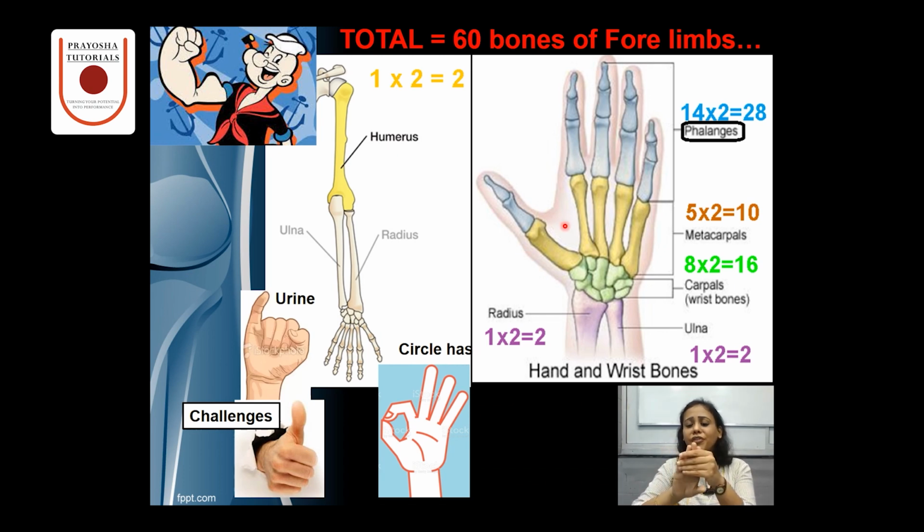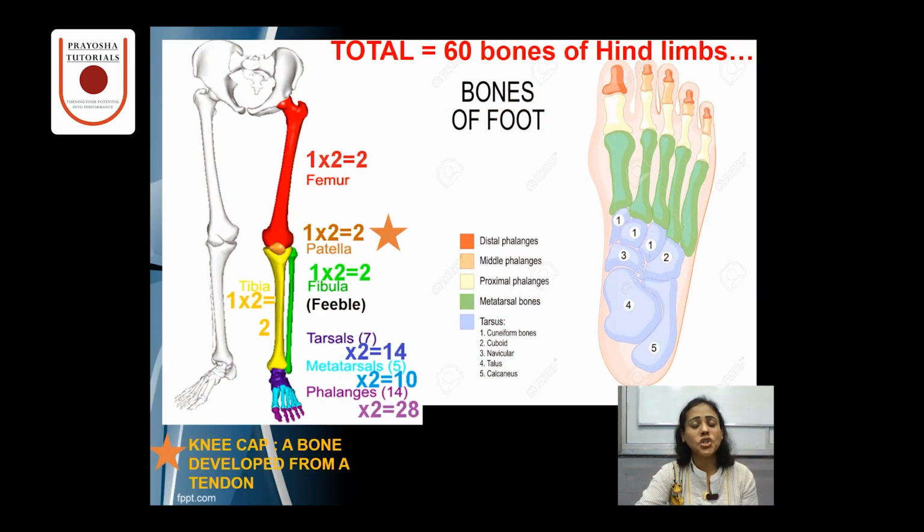And above, in the fingers, if you can see the divisions, each of them is one phalange. So like that, we have 14 phalanges, 2 in the thumb and 3 in each of the fingers. Total 28 phalanges in both the hands. Now, if you add up all of them, we get 60 bones of the 2 hands. Now let's go to the next 60, which is your lower limbs, that is your legs.